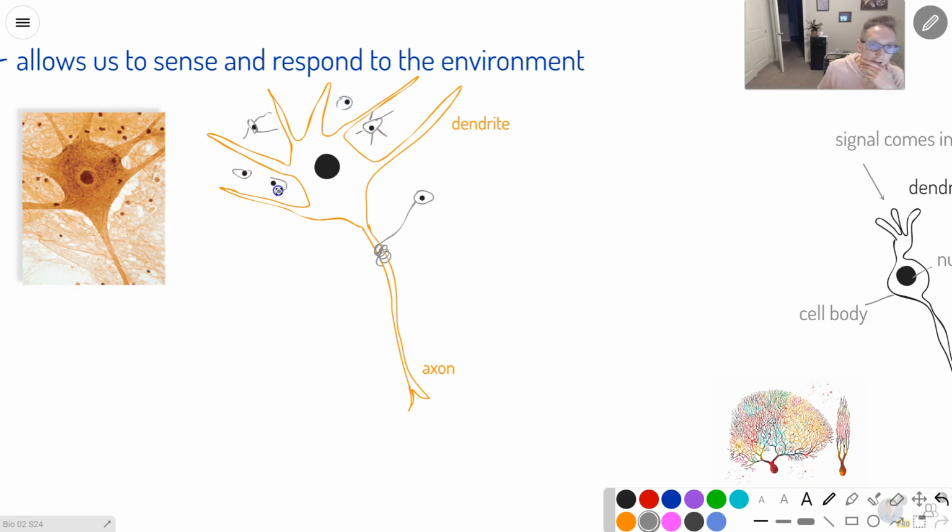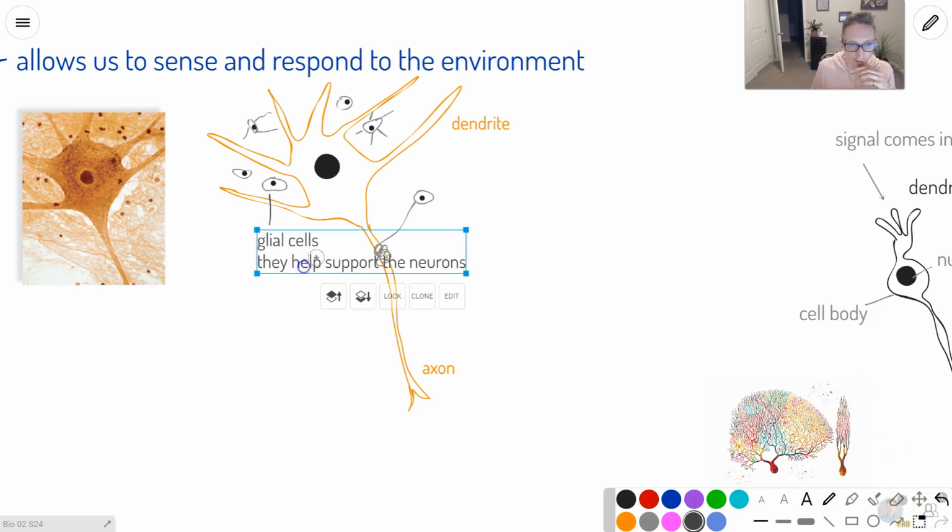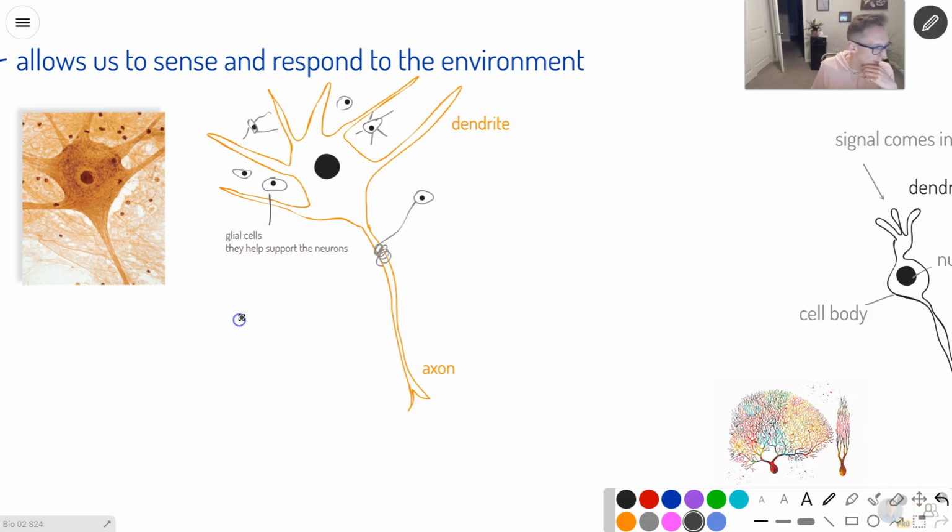Okay? These little cells in general are called glial cells. Glial cells. They help support the neurons. And there's all different kinds of glial cells, and we're going to go through these.